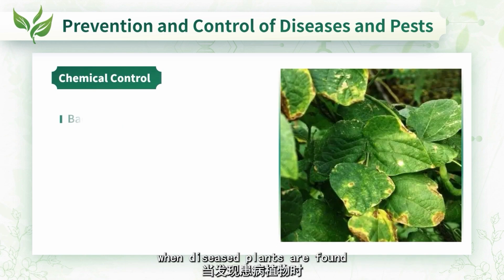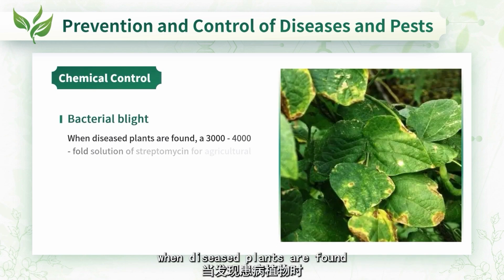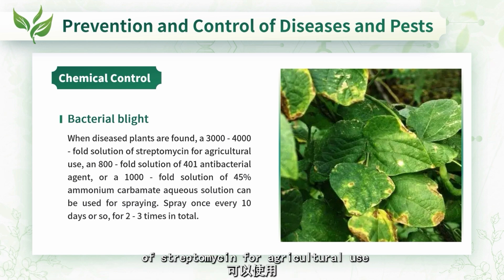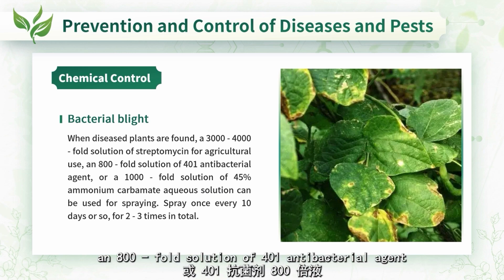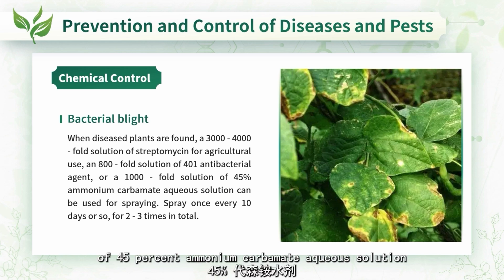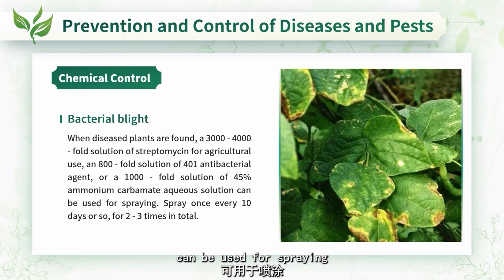Bacterial blight. When diseased plants are found, a 3,000-4,000-fold solution of streptomycin for agricultural use, an 800-fold solution of 401 antibacterial agent, or a 1,000-fold solution of 45% ammonium carbamate aqueous solution can be used for spraying. Spray once every 10 days or so, for 2-3 times in total.